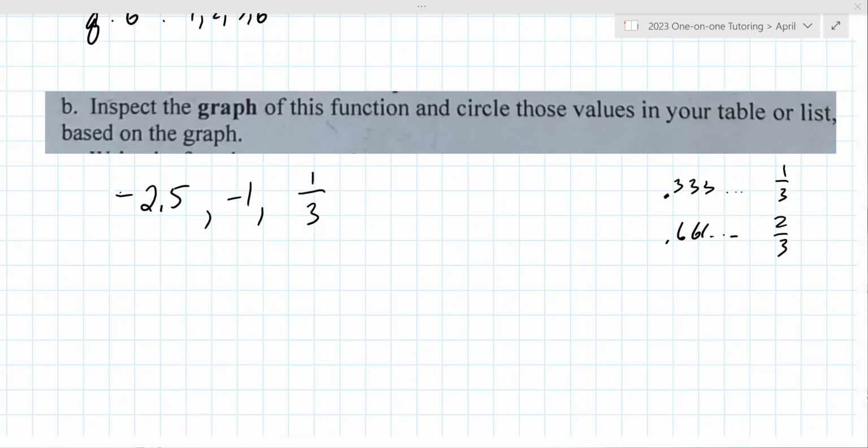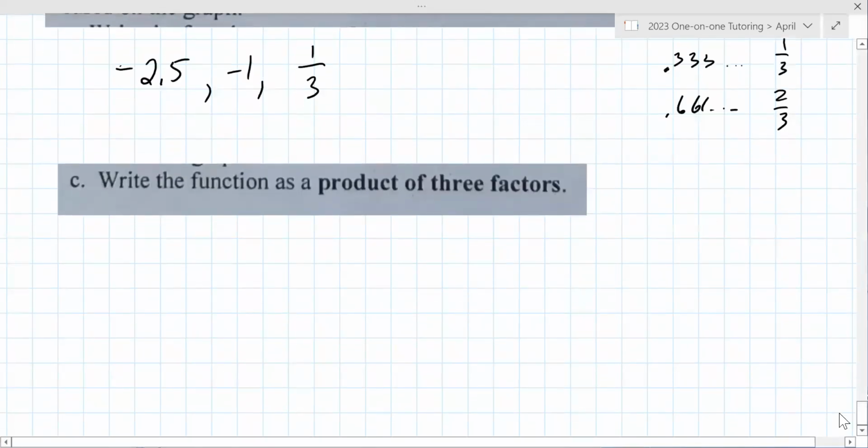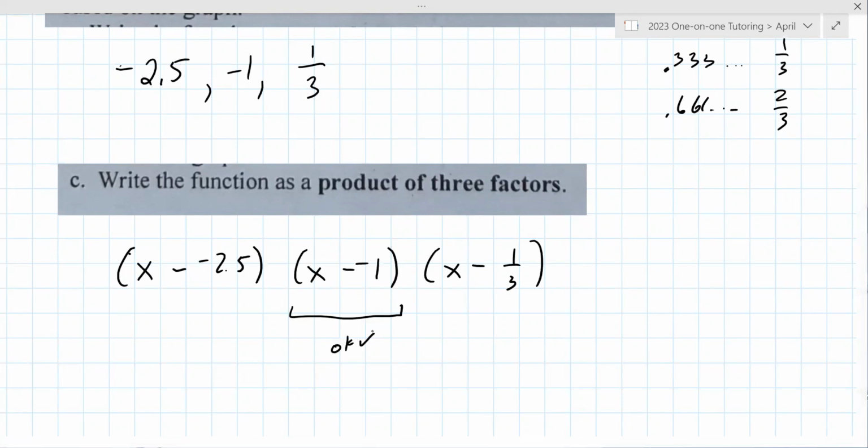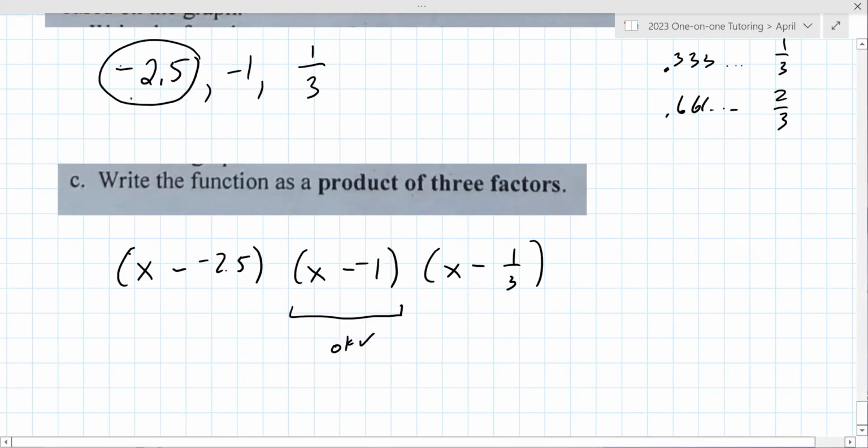The next part is a little bit awkward, especially with the fractions here and the decimals, because you don't write it. What you don't write, even though this might seem correct, is x minus 2.5, x minus -1, and x minus 1/3. Only the middle one is okay. The oddity of this is that you don't write it with decimals or fractions like this. So for the minus 2.5, you actually have to write that as x equals -5/2, like this. -5/2 is minus 2.5.